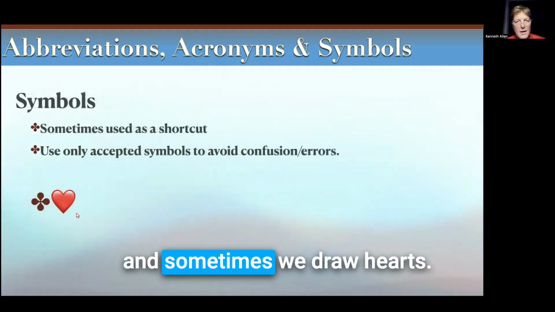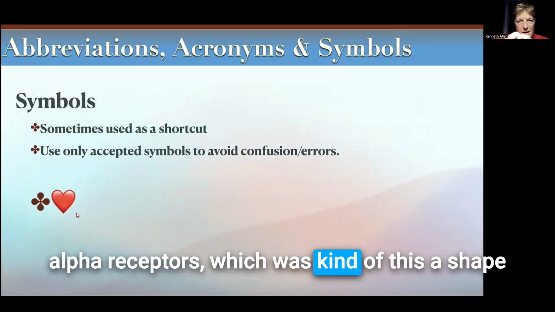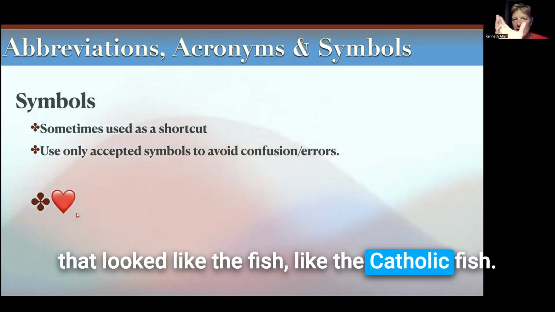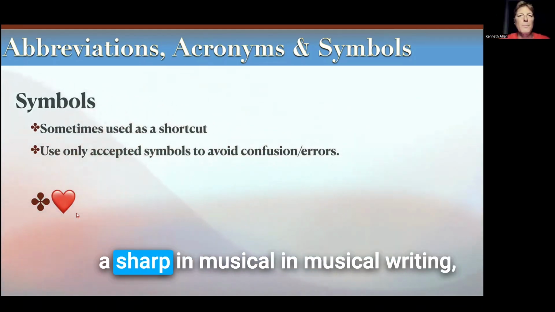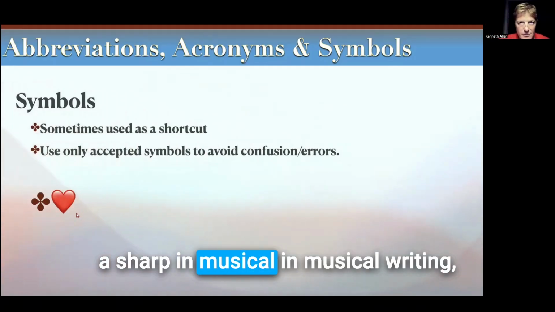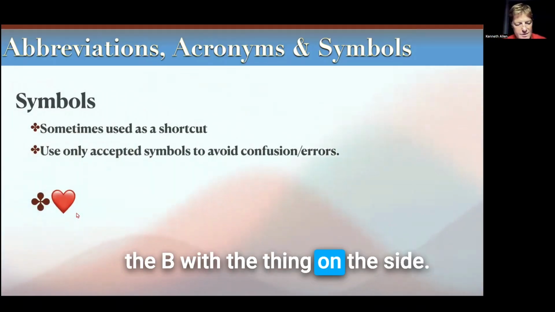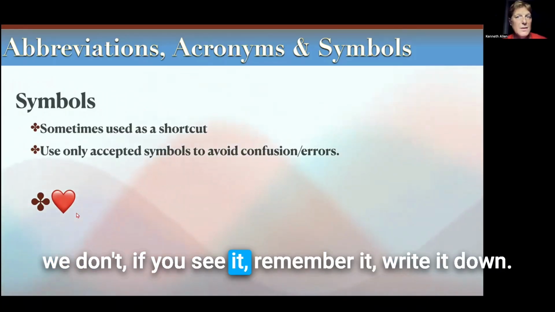That's the same idea with symbols and things. Sometimes we draw hearts. Sometimes there would be images for alpha receptors, which was kind of this A shape that looked like the Catholic fish, or the beta receptor, which looks like a sharp in musical writing, a B with the thing on the side. Again, we don't need to use it anymore. So we don't.